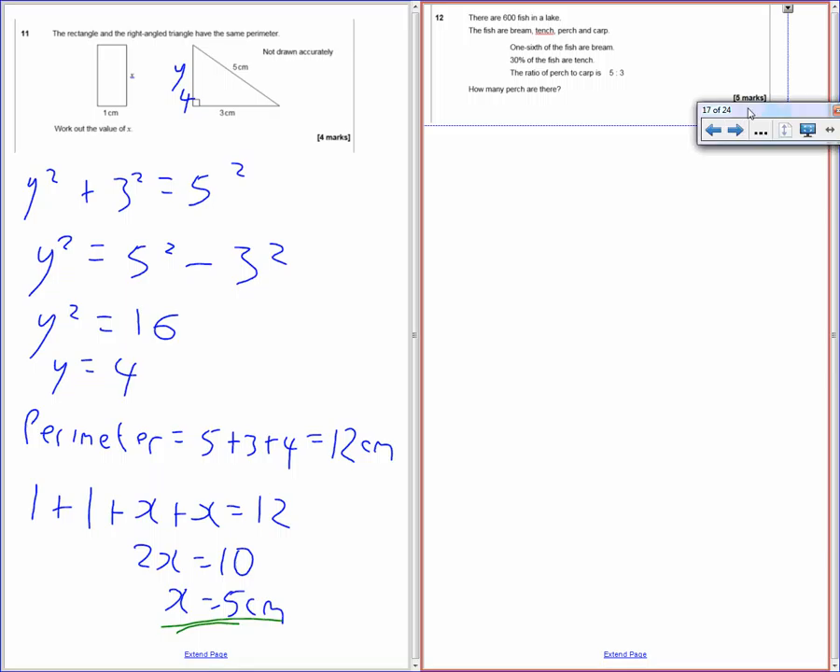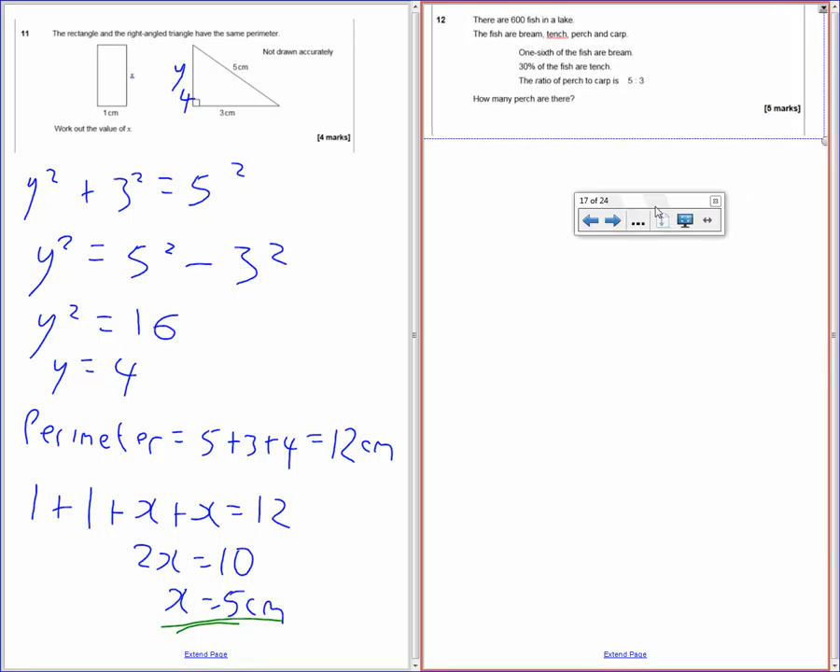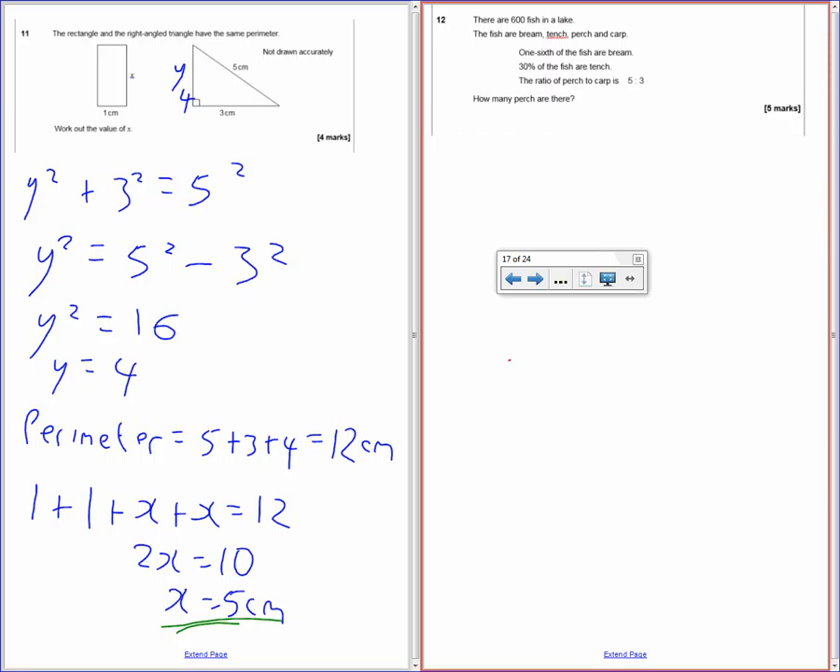This question here has lots of ratio and percentage work. So we've got 4 different types of fish in the lake. 1/6 of them are green. So 1/6 of 600 is 100. So 1/6 of 600 equals 100. That's how many green you've got.